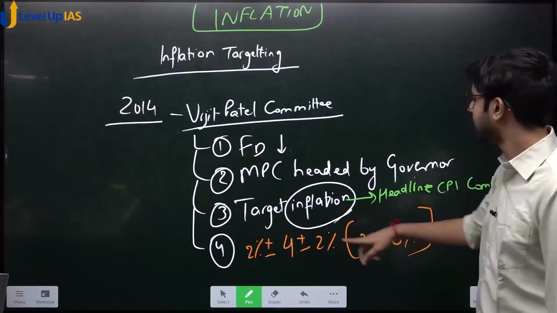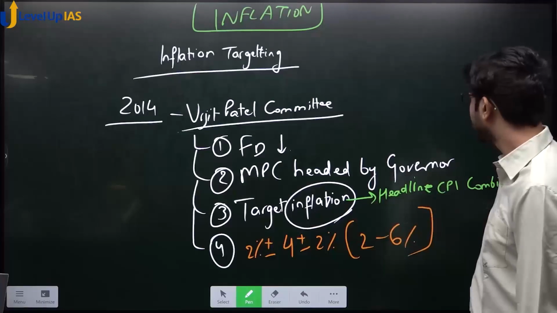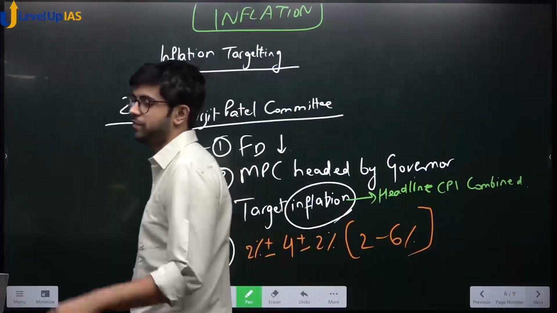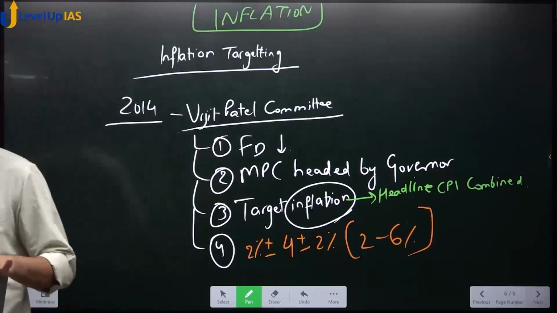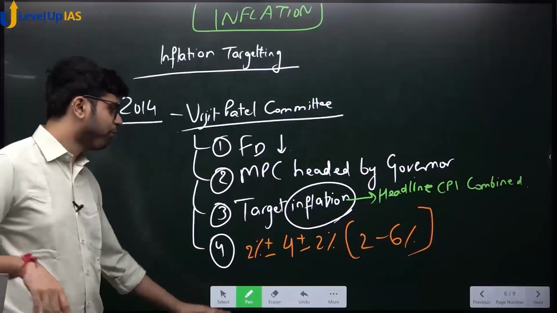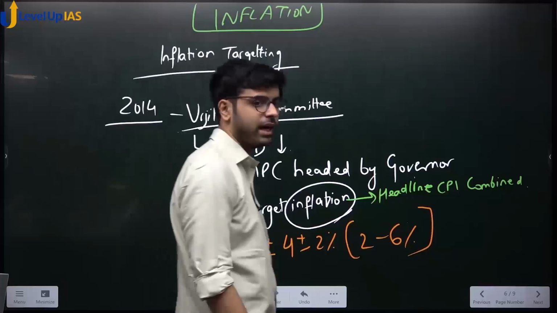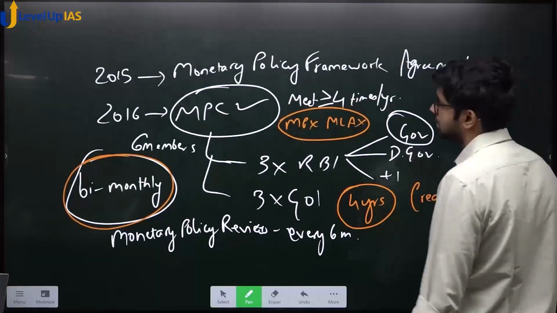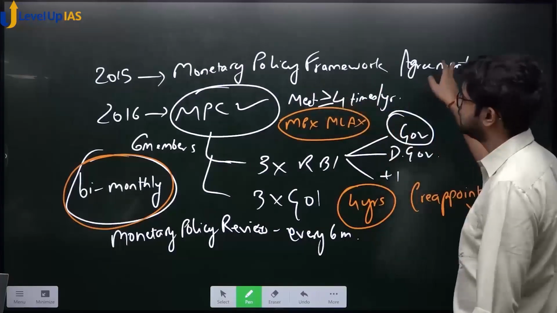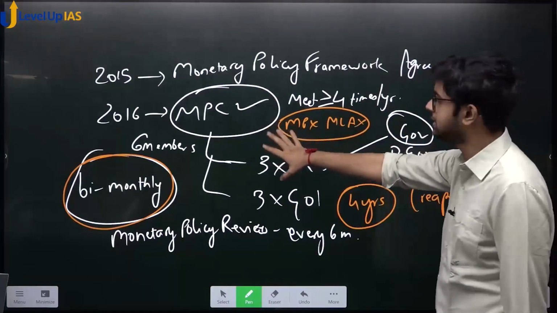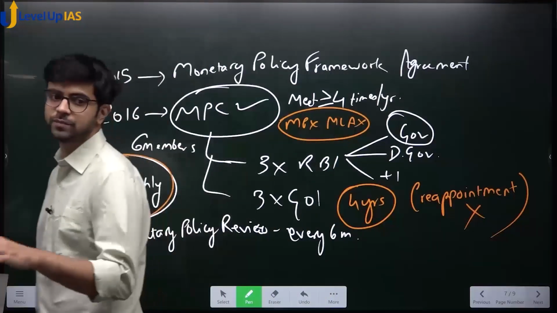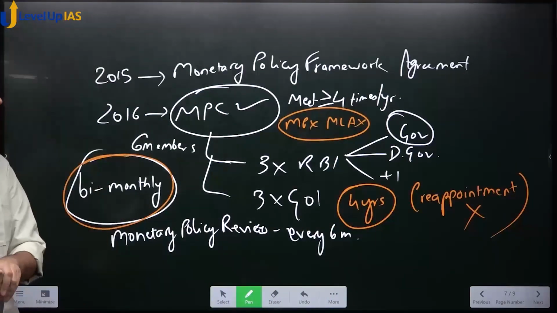Monetary policy headed by the governor, target inflation, headline CPI combined. What is headline CPI combined? We will see it in the inflation chapter and not this chapter. And then 4 plus minus 2% is the target. Okay? Next, you don't need to write about the monetary policy framework agreement, just write about the monetary policy committee, that it has 6 members, 3 from government, 3 from RBI.